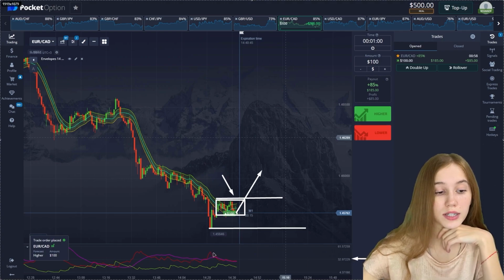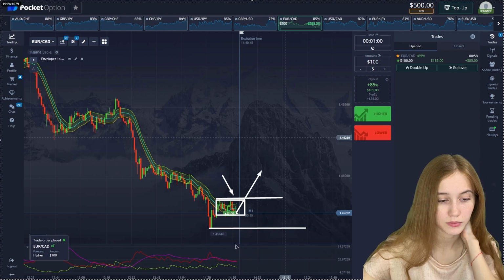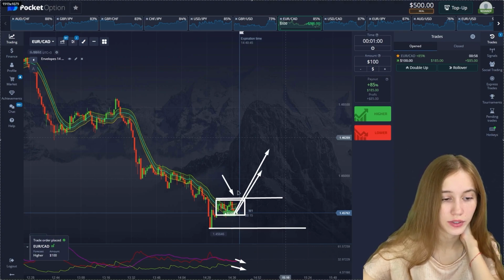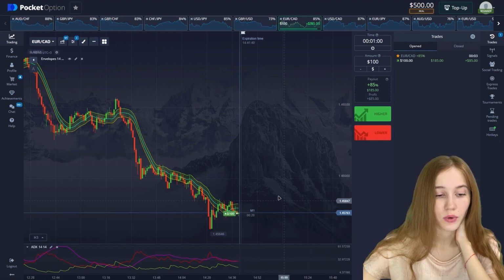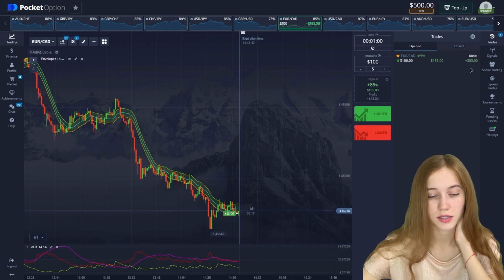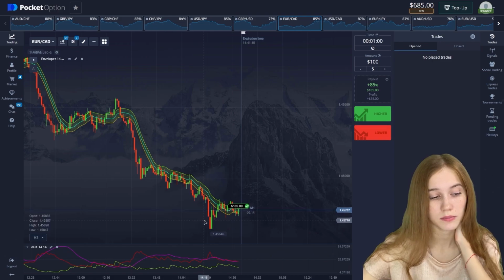Opens for an increase. Let's look what's here. No jumps, we see. Low boundaries of our indicator, we see. 1 second, yeah. Profit is $85. Our balance is $685. Good, let's move on.